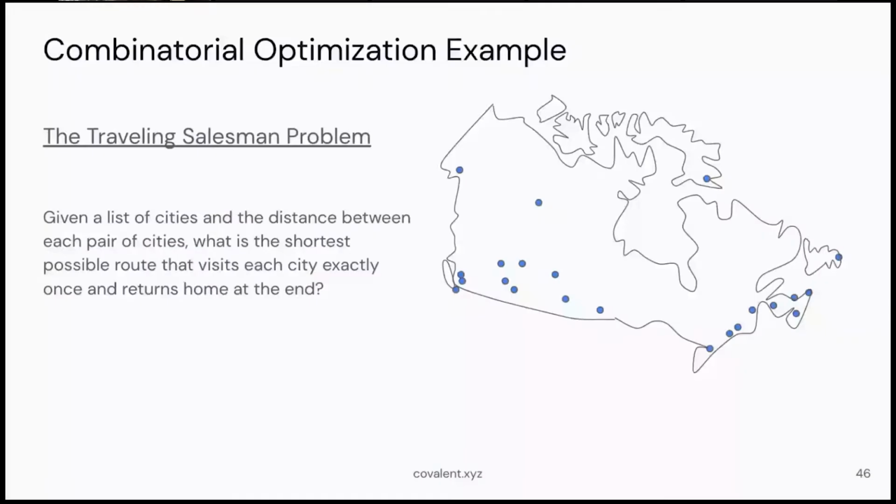An example of the combinatorial optimization problem would be the traveling salesman problem. Some of you may have already been familiar with this. So essentially the traveling salesman problem is this problem where you have a list of cities and you know the distance between each pair of cities, and you want to find the shortest possible route that visits each city exactly once and returns home at the end. So problems like this, where you're trying to find some kind of combination to optimize some kind of function. So here your function is finding the total distance.